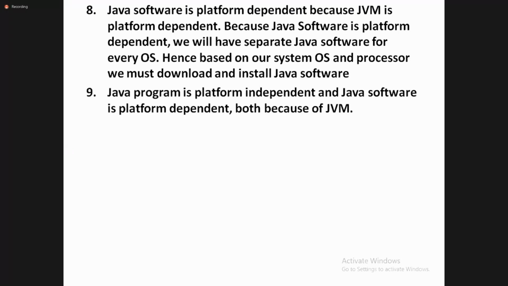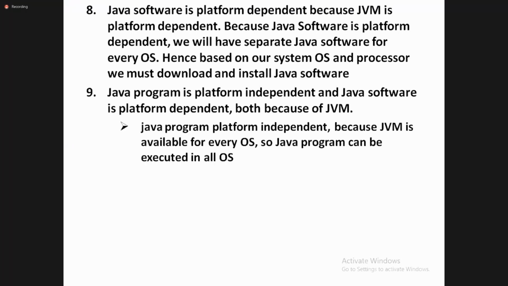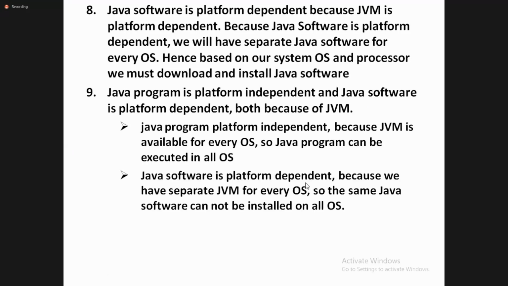Java program is platform independent and Java software is platform dependent, both because of JVM. Java program is platform independent because JVM is available for every OS, so the Java program can be executed in all operating systems. Java software is platform dependent because we have a separate JVM for every OS, so the same Java software cannot be installed in all OS.